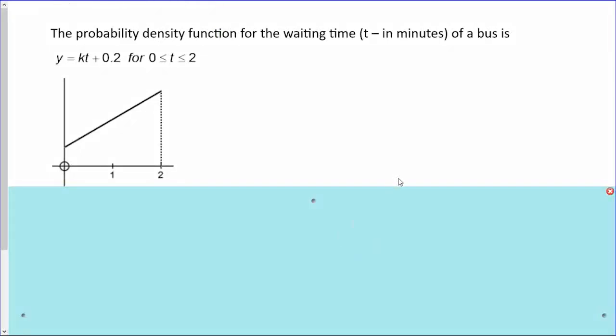Right, let's look at a probability density function. This is the amount of time I spend waiting for a bus, in minutes, from 0 to 2.